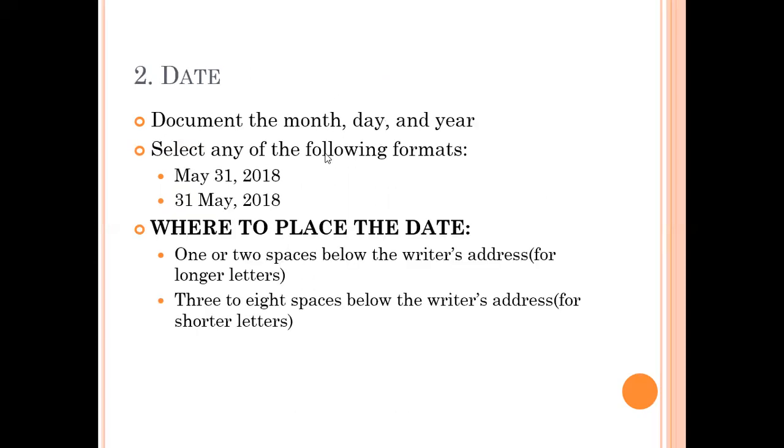Number 2 is the date. Make sure to put the date after the address. The date documents the month, the day, and the year. As mentioned here, you can write it in 2 ways: May 31st, 2018, or 31st May 2018. It is your choice, any way you may choose.